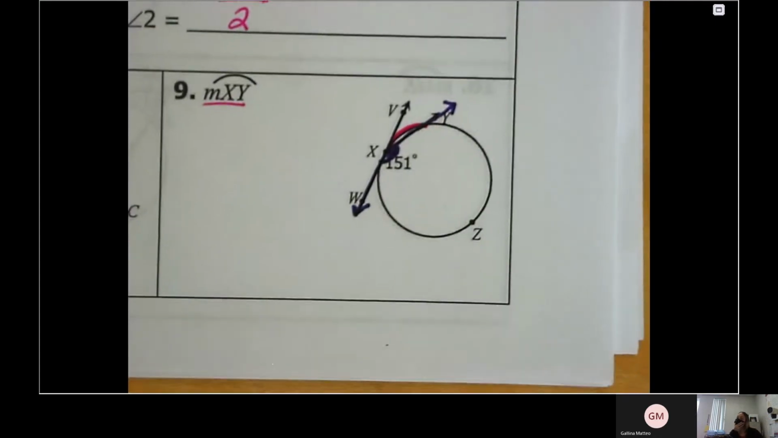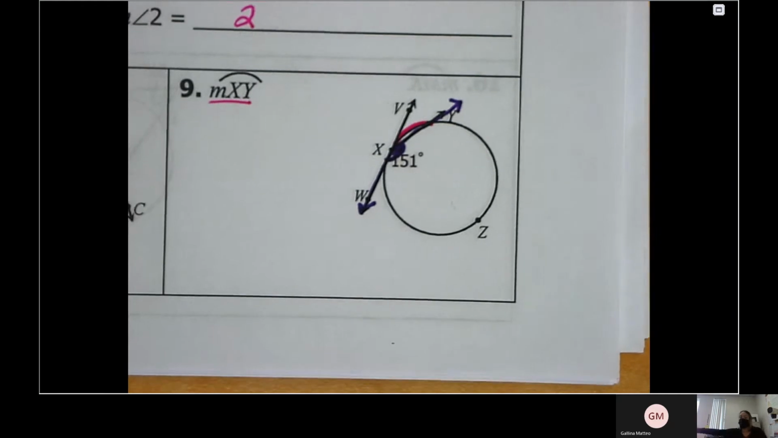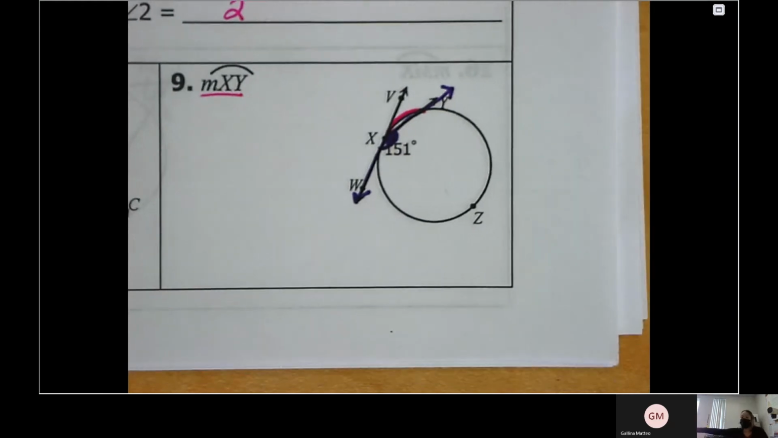180 minus 151. Multiply 151 by 2 and then subtract that from 360. Okay. There's one way. And Isaiah, you said the second way. There are 2 different ways to do this problem. So Katie, say your way again. You multiply 151 by 2 and then subtract that from 360.